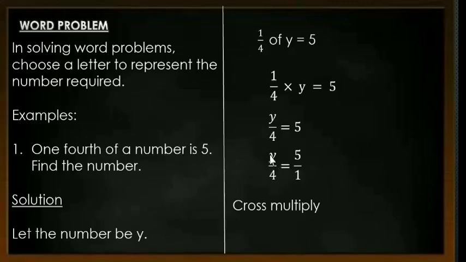In other words, y times 1 will give us y, the equality sign will remain, then 4 times 5 will give us 20. So y is equal to 20. It simply means that 1/4 of 20 is equals to 5. And it all makes sense because when we divide 20 by 4, we will have a 5.